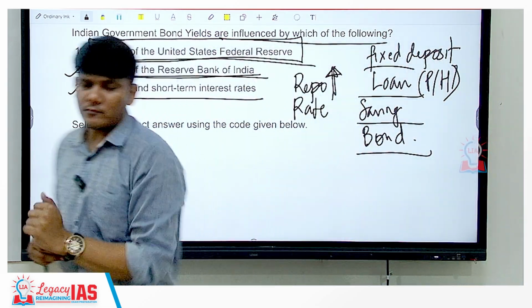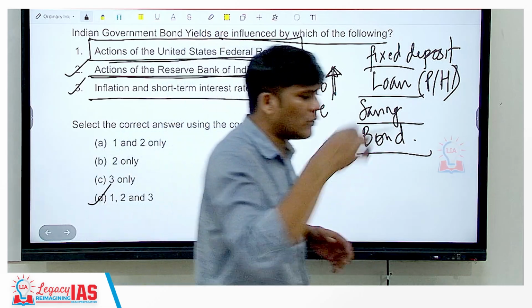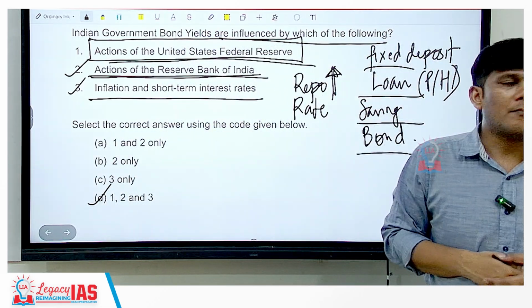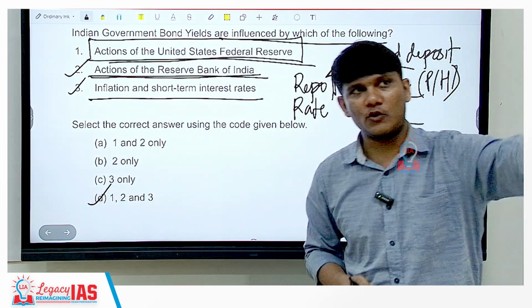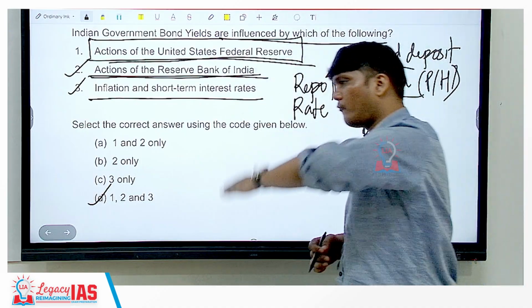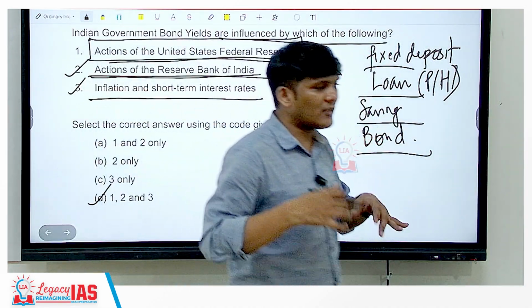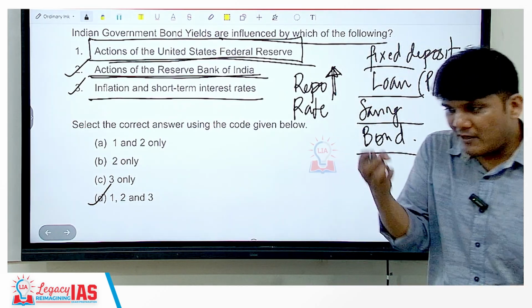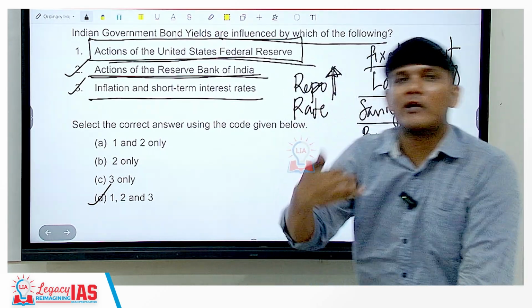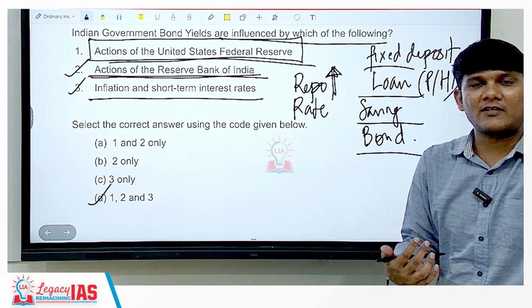Secondly, if the Federal Bank reduces the interest rate, fewer and fewer people would want to invest in the USA, and the money will come out from the USA to India and other countries, and more money will be chasing instruments in India. So even if the bond yield is less, people would still invest more in India, because in the USA the rate is even lesser.